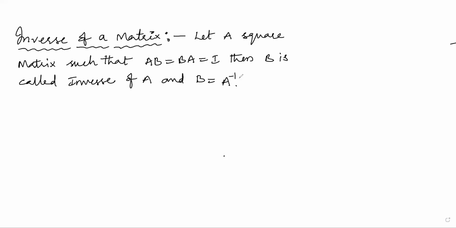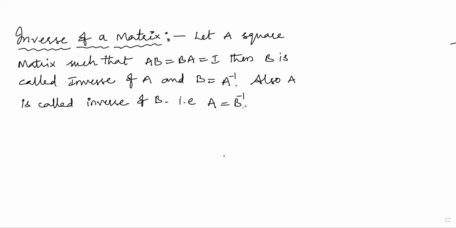And in this case, A is also called the inverse of B automatically. That is, A is the inverse of B, so A equals B inverse. Hope you are clear. If AB equals BA equals I, then only B is called the inverse of A and A is called the inverse of B.